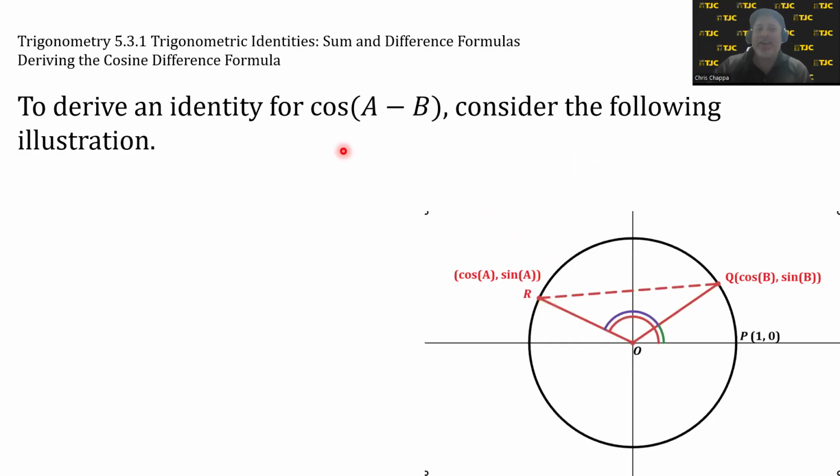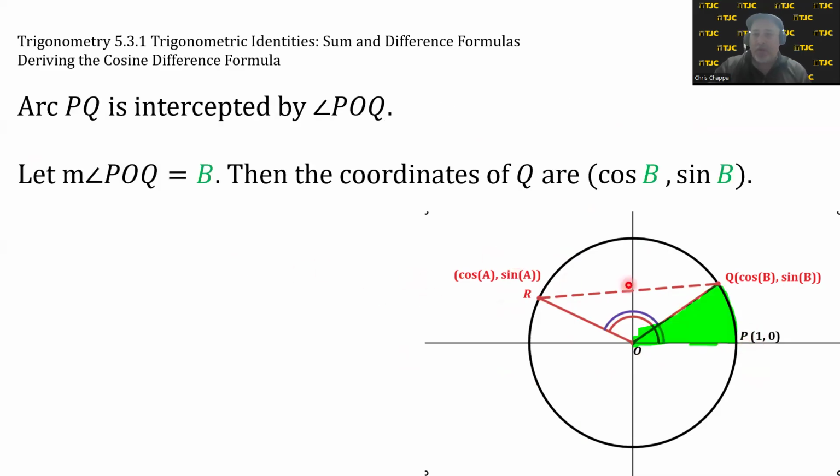Now, to derive an identity for cosine of A minus B, we're going to consider the following illustration. We got this triangle situated in a unit circle. We can tell it's a unit circle because the point on the right is 1, 0. We're going to look at certain angles in here, starting with angle POQ, the one in standard position highlighted in green. We're going to call the measure of this green angle B, and because this is a unit circle, that means the coordinates of point Q are cosine of B, comma, sine of B.